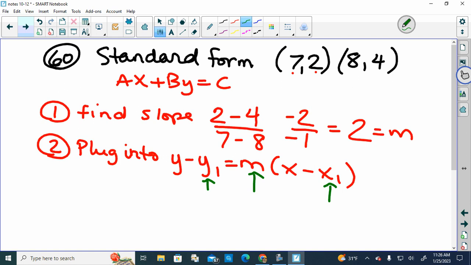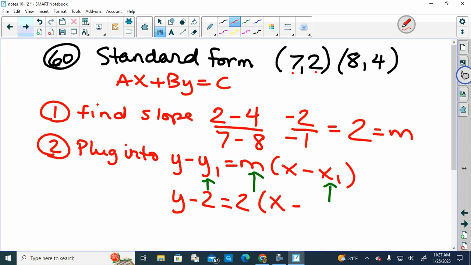Good. Okay, so I'm going to plug in and write my formula. So I've got y minus, what is my y1? What is the first y they gave me? 2, right? Because this is my first x, first y. So 2. I now know m because I just solved it in my first step, which is 2.